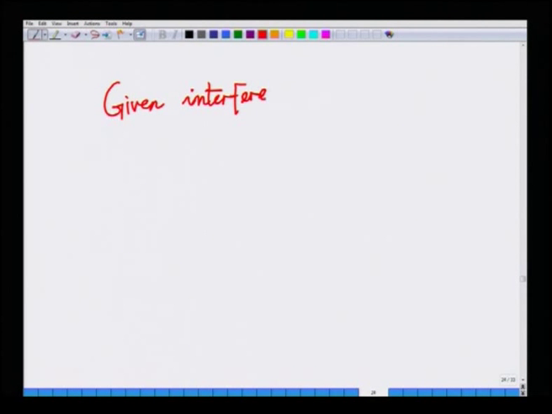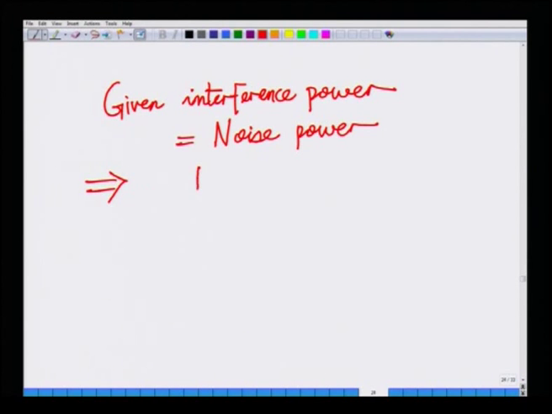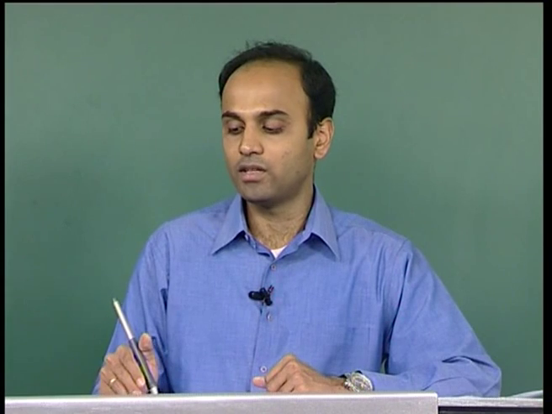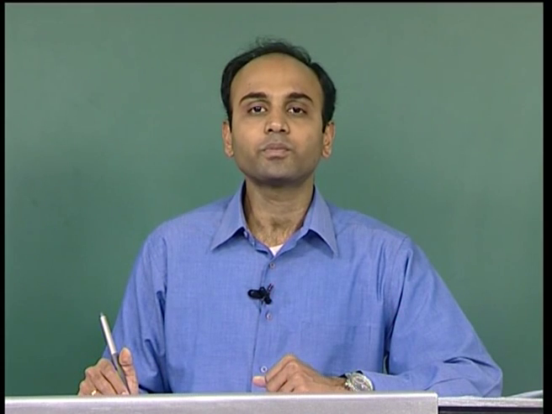Given that interference power is equal to noise power, it implies I is also equal to eta naught B, equals N, equals 3.84 into 10 power minus 16. It is given in the problem that the interference power equals noise power. The noise power we already computed at the given parameters, that is 293 Kelvin and noise figure 5 dB, is 3.84 into 10 power minus 16, hence interference power is also equal to noise power.